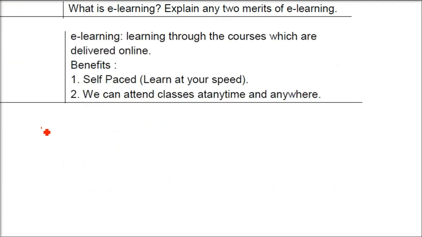What is e-learning? Explain any two merits of e-learning. So e-learning is electronic learning, learning via digital means. Learning through the internet, learning through digital media.